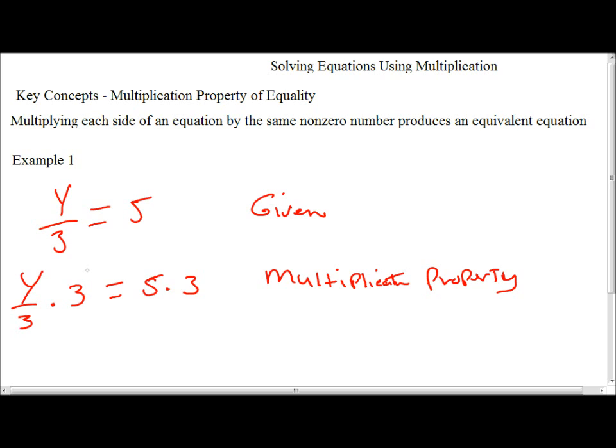Now, when we do so, think about this as a whole 3, so it's 3 over 1. So we can easily go back to, remember when we cross divide, that's going to equal 1. So 1 times y is y, and 5 times 3 is 15. So what we're doing is getting y by itself, so we must always consider getting the variable by itself. So here we're getting y by itself.